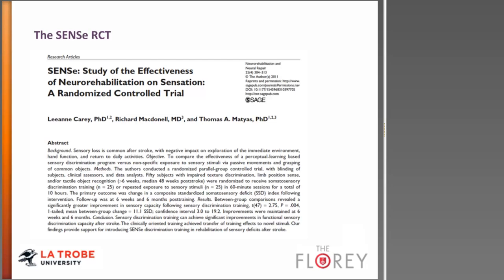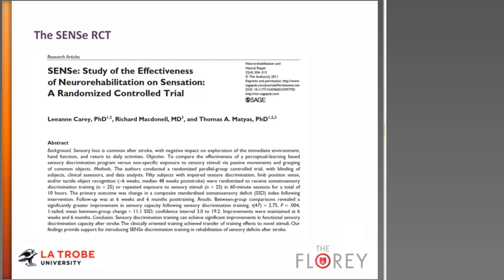And they were assessed, the outcome measure that was used was a somatosensory deficit score. So this is a composite measure that looks at different levels of impairment of somatosensation. So the randomised controlled trial had statistically significant improvements for those that participated in the intervention, so the SENSE therapy.